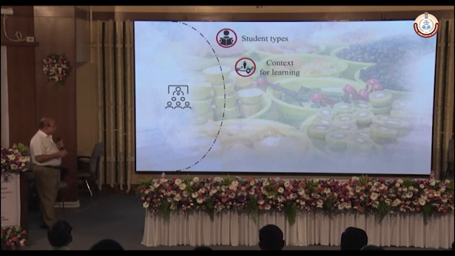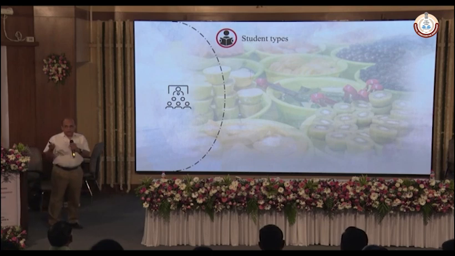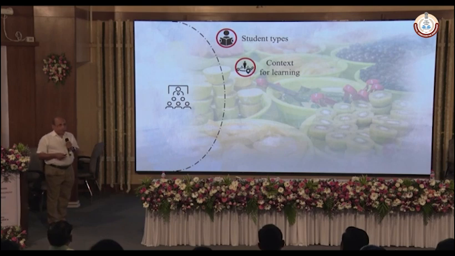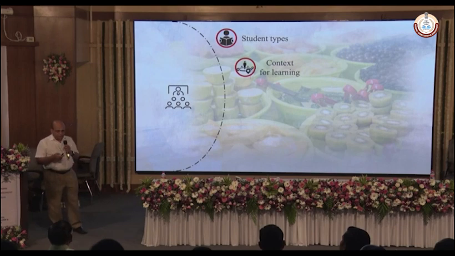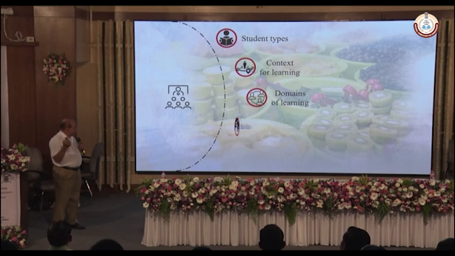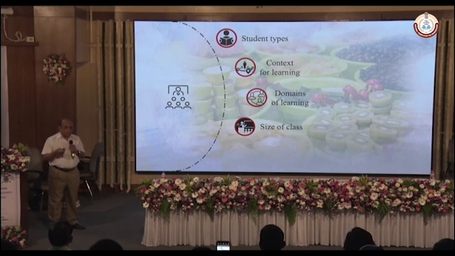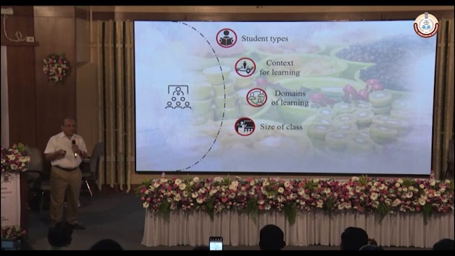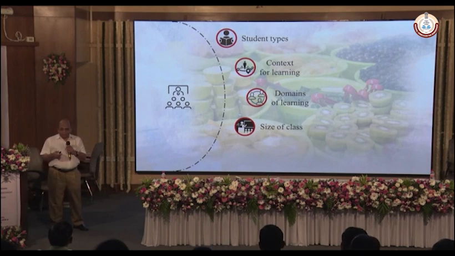One is the student type, whether the student is an auditory, visual, or kinesthetic learner. Then you have the context of learning. The context of learning could be in the classroom, in the clinics, in the laboratory, or in the community. Then what are the domains of learning? Could be cognitive, affective, psychomotor. Then you have the size of class: large, small, and individual. When you say large class, it is around 50 or more. When you say small group, it is about 15 to 20. If it is individual, it is 1 or 2. So depending on the number of students that you have, some of the teaching methods are more appropriate.